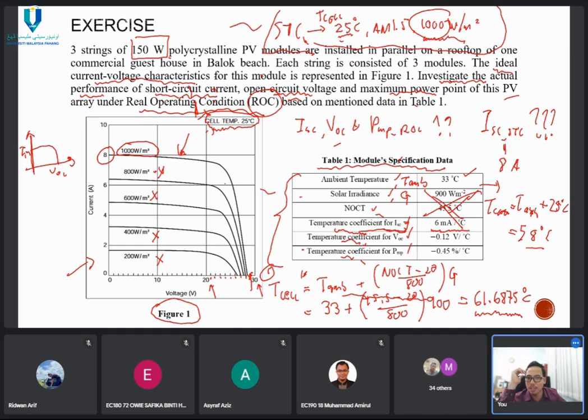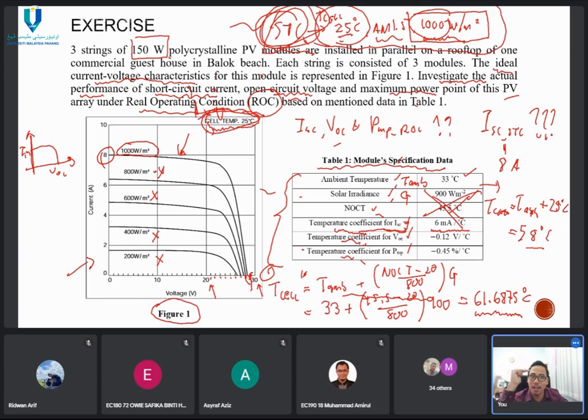ISC and VOC, which is this part and this part. We reflect ISC at STC condition. STC condition: T-cell 25 degree C, and luckily this is cell temperature 25 degree C also. AM 1.5 is not written, but we can assume it's AM 1.5. But the important thing is irradiance at 1000 watt over square meter.